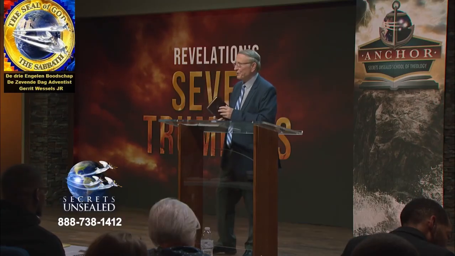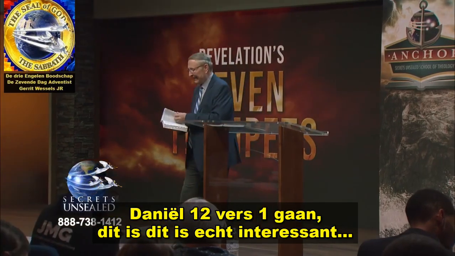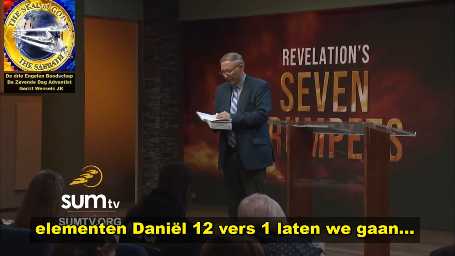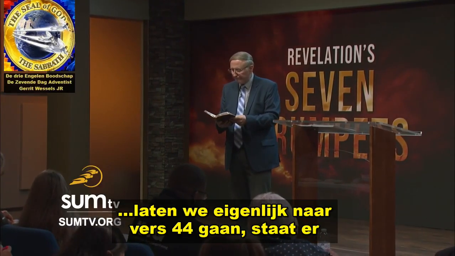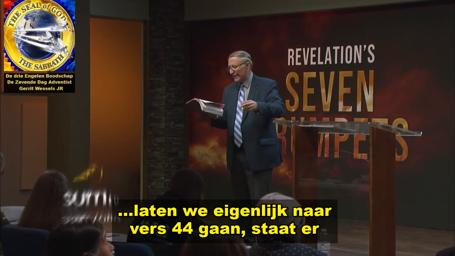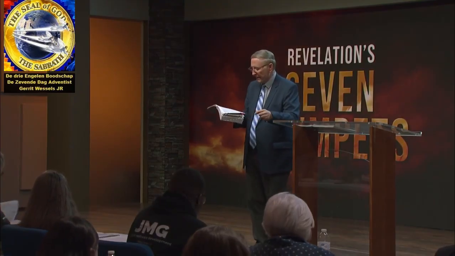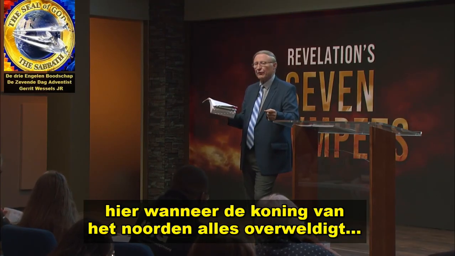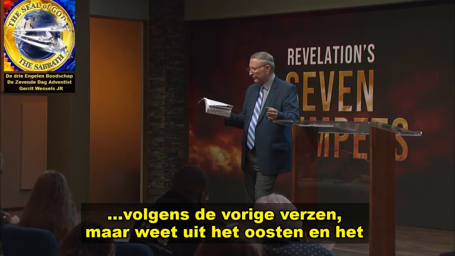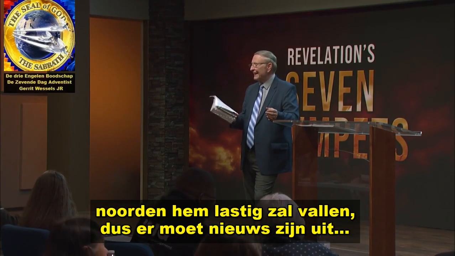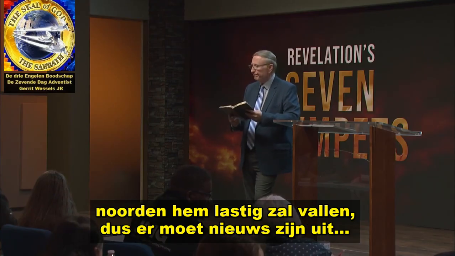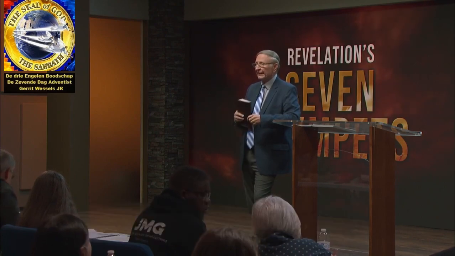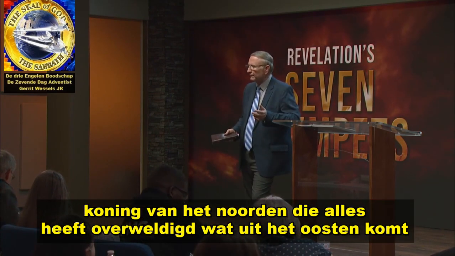Let's go to Daniel 12 verse 1. This is really interesting. Daniel chapter 12 and verse 1 has several elements. Let's go actually to verse 44. It says here, when the king of the north is overwhelming everything according to the previous verses, but news from the east and the north shall trouble him. So there's got to be news from the east and the north that is going to trouble the king of the north, who has overwhelmed everything.